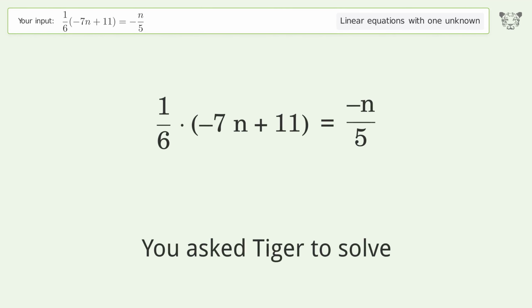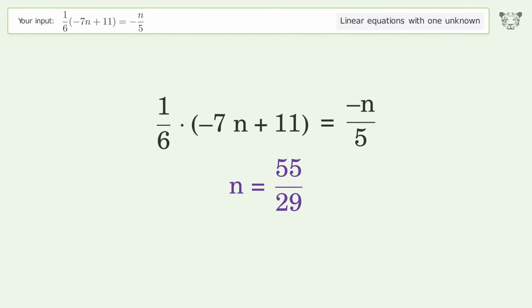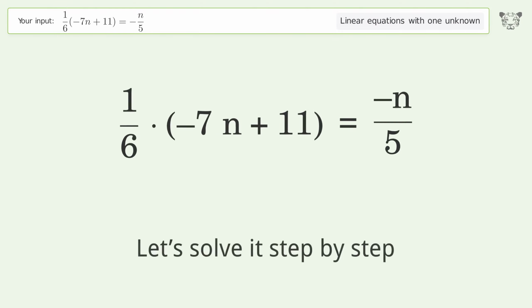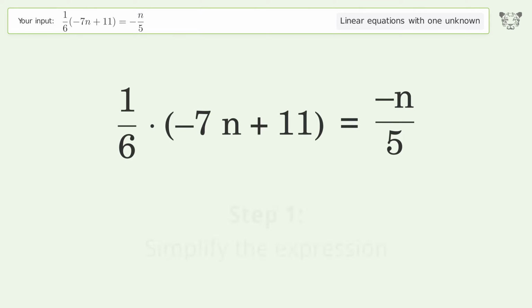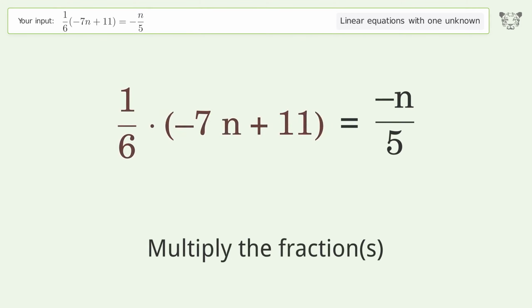You ask Tiger to solve. This deals with linear equations with one unknown. The final result is n equals 55/29. Let's solve it step by step. Simplify the expression. Multiply the fractions.